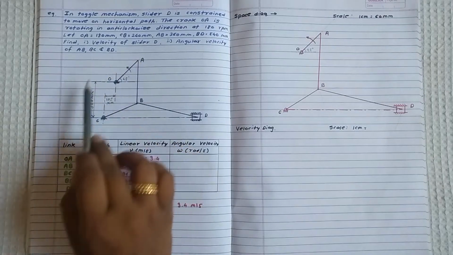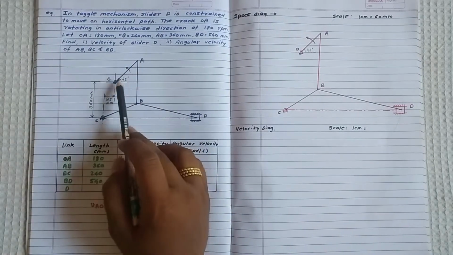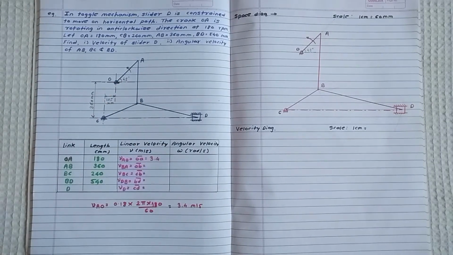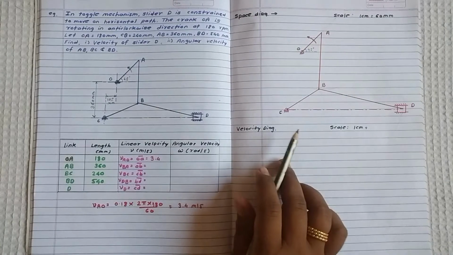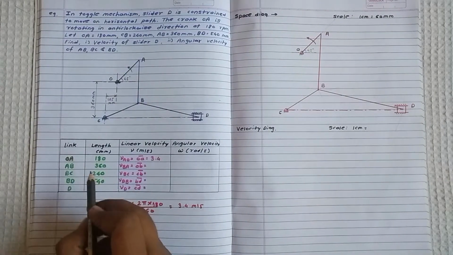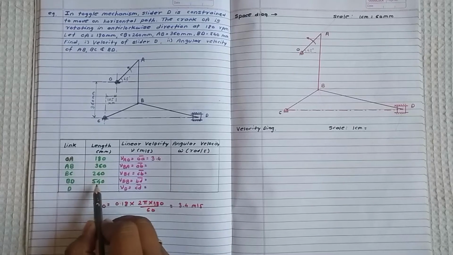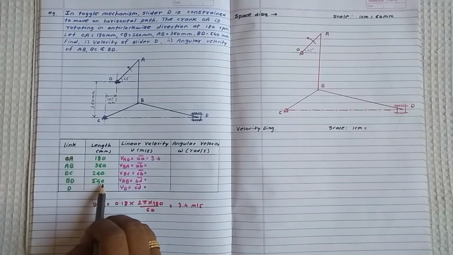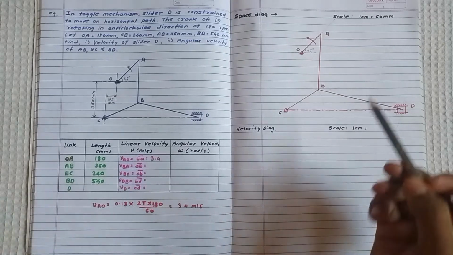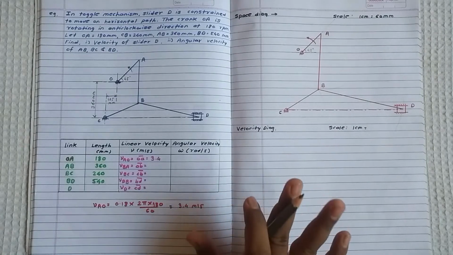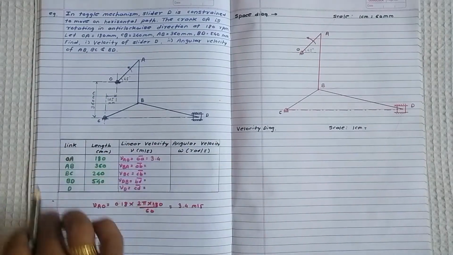So the toggle mechanism is given here. Input link is OA, which is inclined at an angle of 45 degrees. We know the first step is to draw a space diagram with a proper scale based on the length of the different links. So we consider the smallest length and largest length. Smallest is 180, largest is 540 mm. Based on that, we have selected a proper scale of 1 centimeter equal to 60 mm, and we have drawn a space diagram. We have also prepared the table.